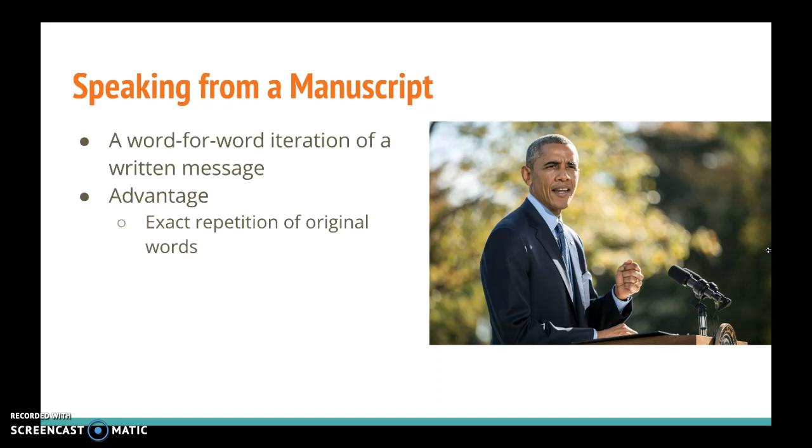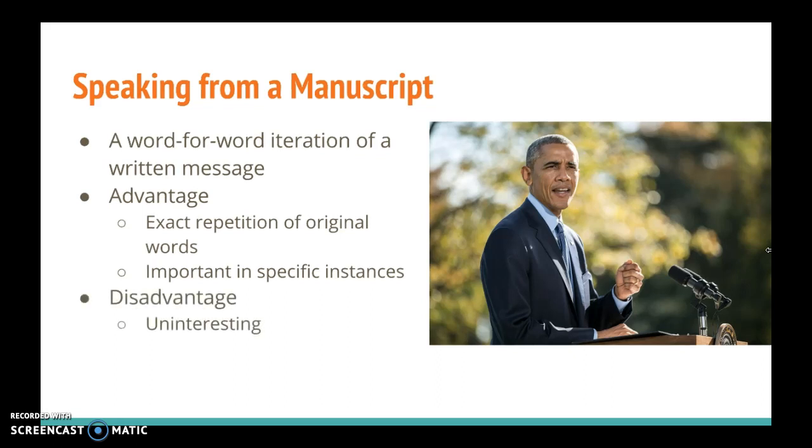For example, if you are a politician or a lawyer or something along those lines, sometimes the wording of what you say really does matter. So it can be important in specific instances. But like the others, it has some disadvantages. So first and foremost, speaking from a manuscript can be really uninteresting.